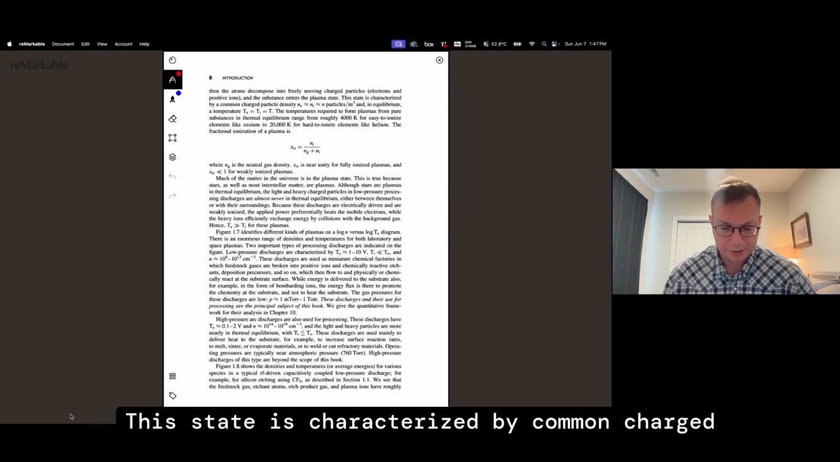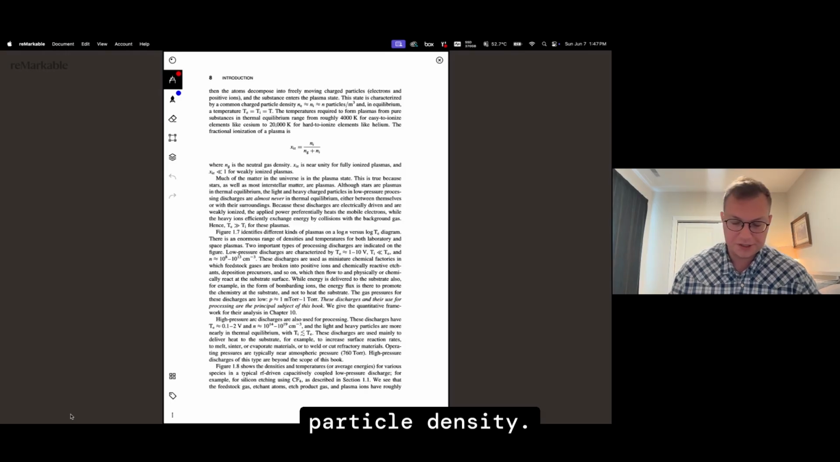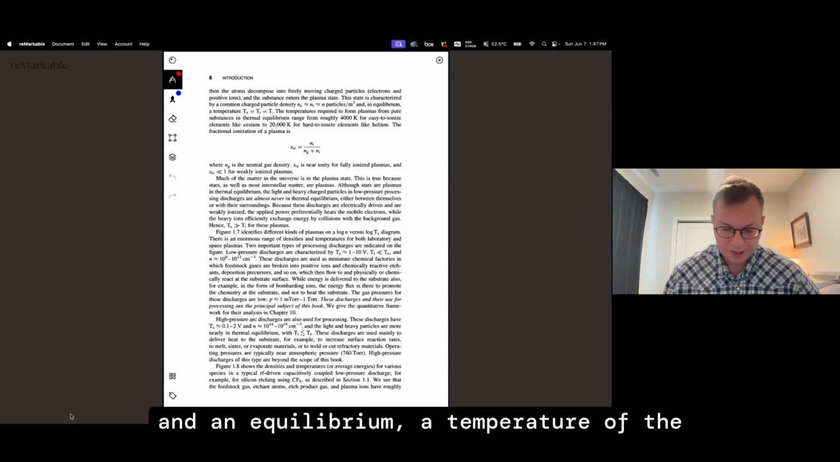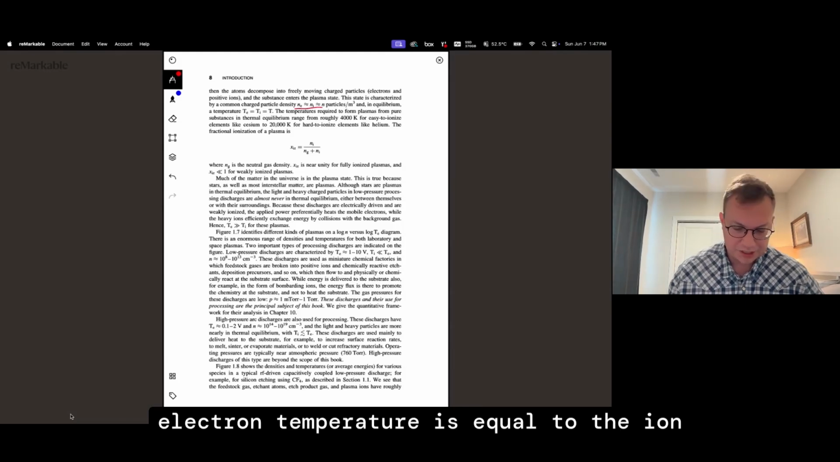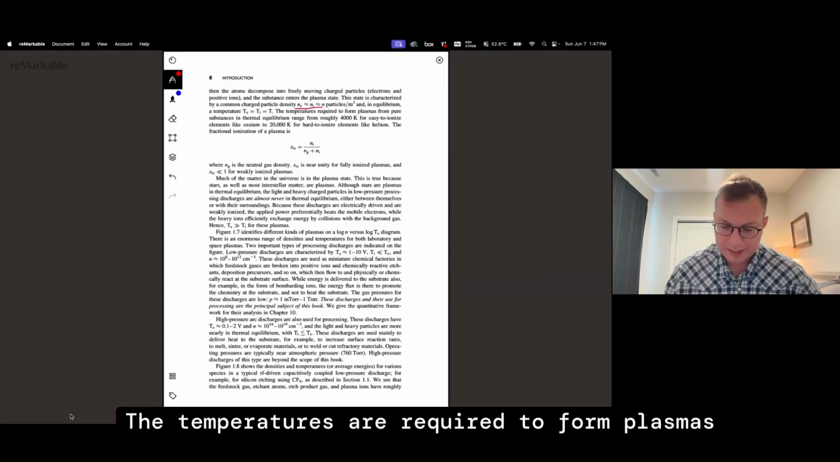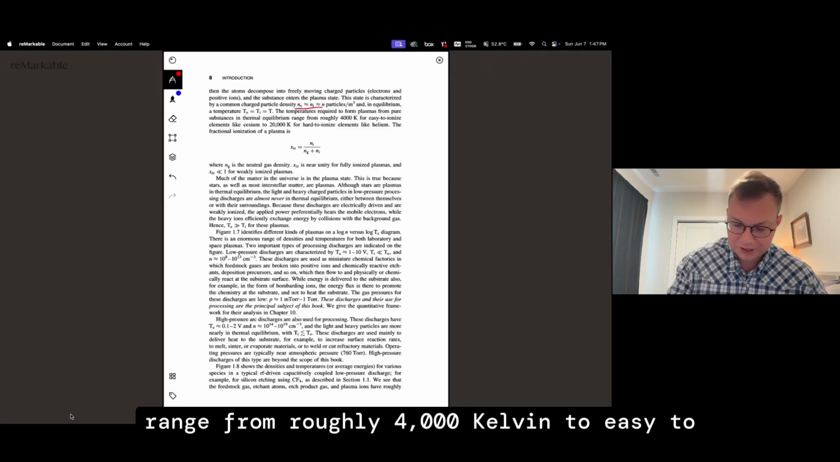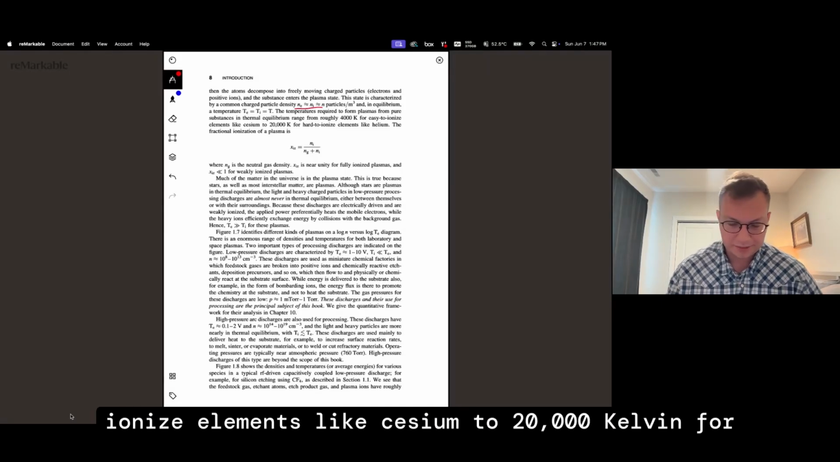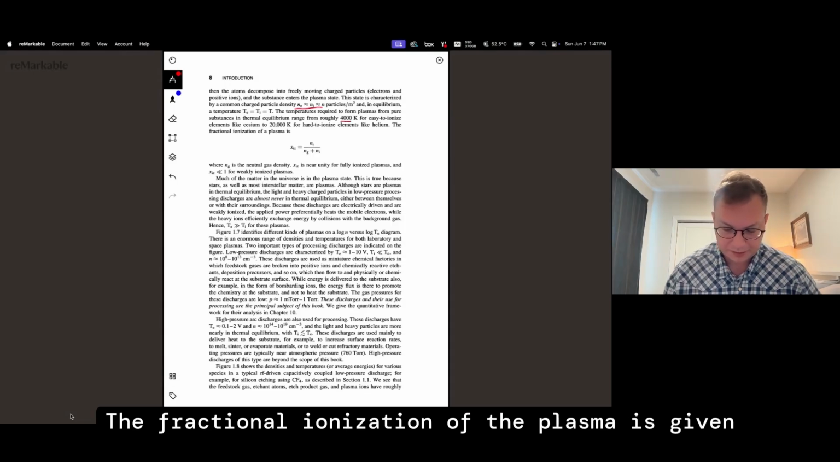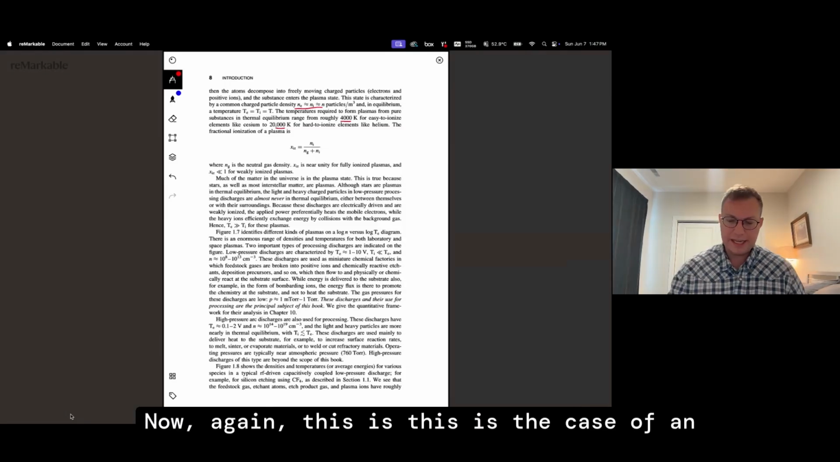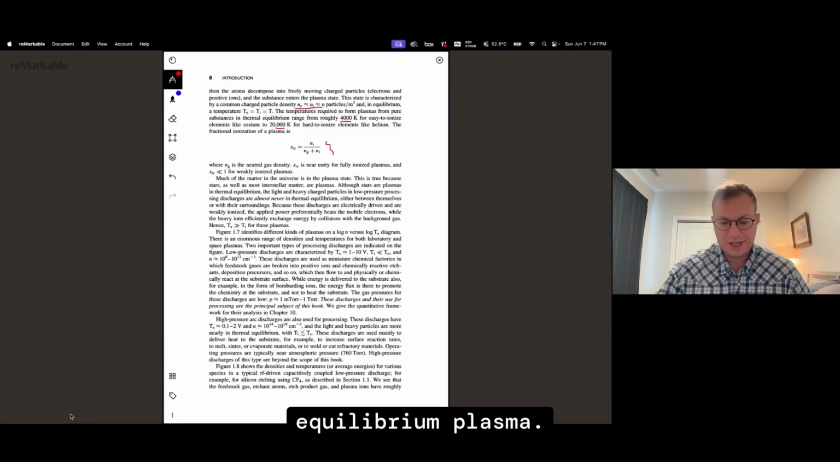This state is characterized by a common charged particle density. So electron density is approximately the ion density. And in equilibrium, the electron temperature is equal to the ion temperature. The temperatures required to form plasmas from pure substances in thermal equilibrium range from roughly 4,000 Kelvin for easy to ionize elements like cesium to 20,000 Kelvin for hard to ionize elements like helium. The fractional ionization of the plasma is given by this equation here. Now, again, this is the case of an equilibrium plasma.